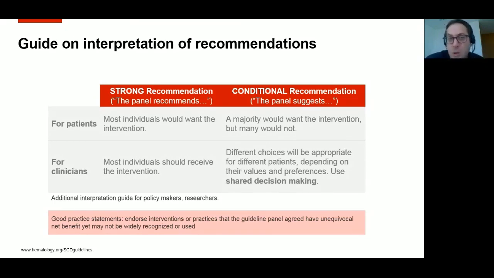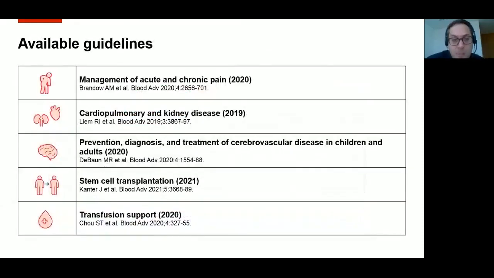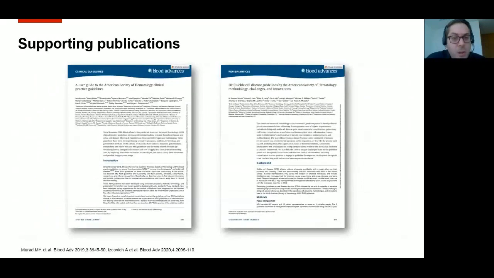When the guideline says strong recommendation, what does that mean? When it says conditional recommendation, what does that mean? And these are the 5 available guidelines so far on acute and chronic pain, cardiopulmonary and kidney disease, prevention and management of cerebrovascular disease, stem cell transplant, and transfusion support. And these are all available and published in the journal Blood Advances.